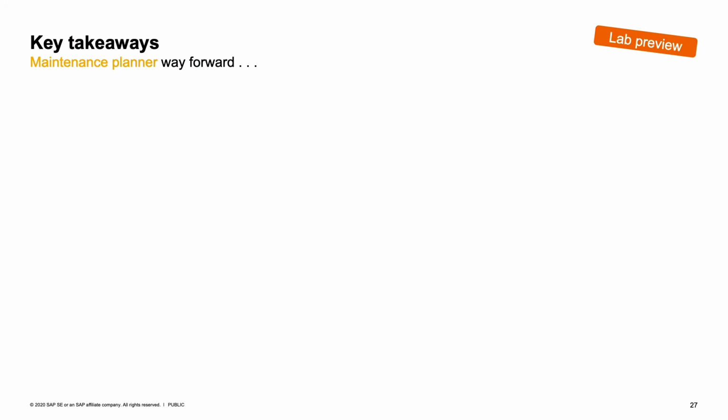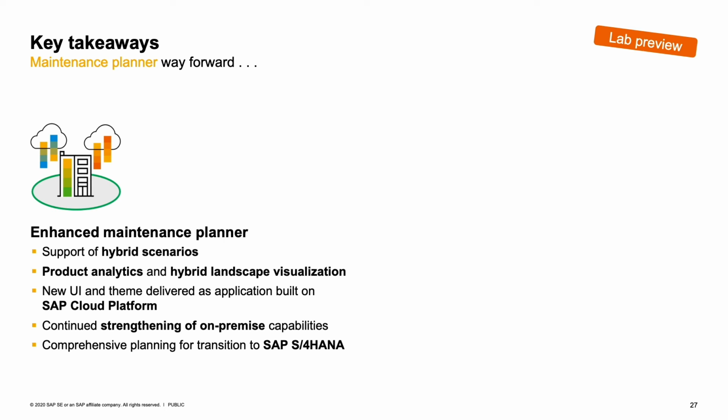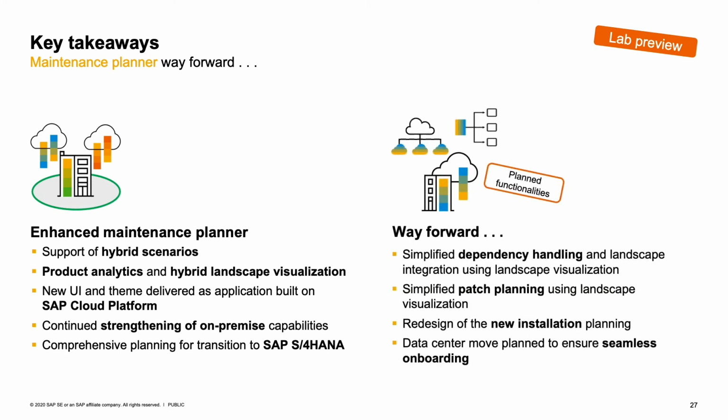I'd like to wrap it up with the key takeaways for you. So with Enhanced Maintenance Planner, we support both on-premise scenarios and hybrid use cases. We offer comprehensive planning for transition to S/4HANA. The new UI and the theme are delivered as SAP Cloud Platform application. We saw product analytics, which offers comprehensive overview of your landscape. It provides all the information that you need to make the right decisions.